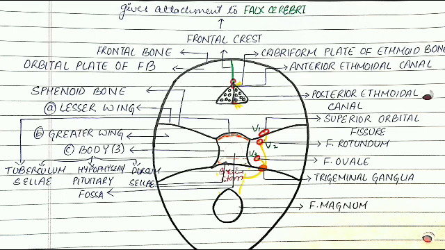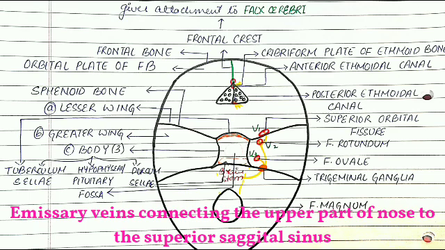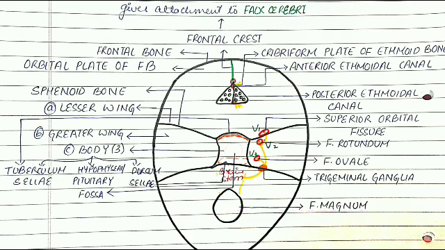Between this frontal crest and the cribriform plate lies a foramen called the foramen cecum. This foramen cecum is a blind foramen. It connects the upper part of the nose with the superior sagittal sinus. That is, an emissary vein passes through the foramen cecum, and this emissary vein connects the upper part of the nose with the superior sagittal sinus. One more thing is that this anterior cranial fossa is made up majorly of the orbital plate of the frontal bone.